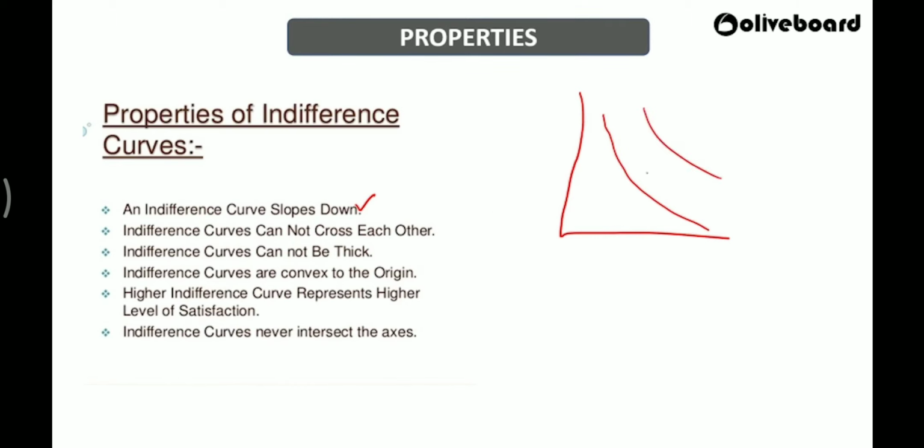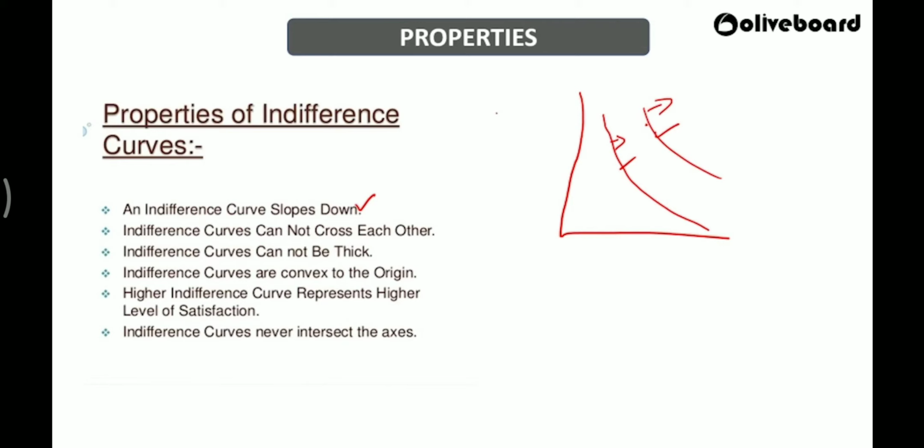Suppose I am drawing two indifference curves. A set of indifference curves is called an indifference map. This is the higher indifference curve, this is the lower indifference curve. The higher indifference curve always gives higher satisfaction, the lower one gives lower satisfaction, which means here the quantities will be higher, here the quantities will be less. The quantities mean the number of units I am talking about.